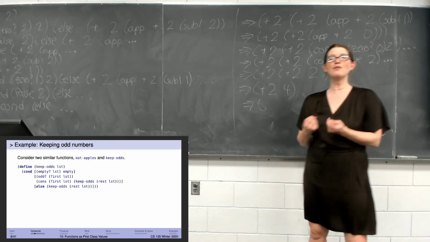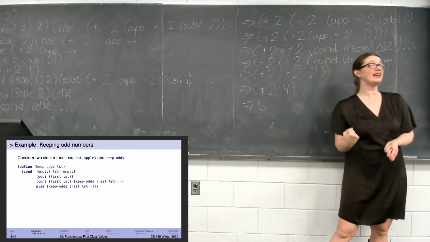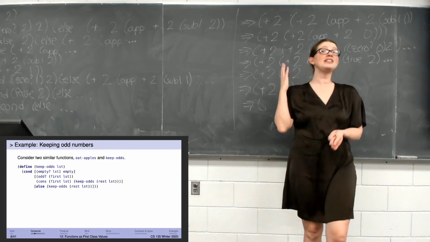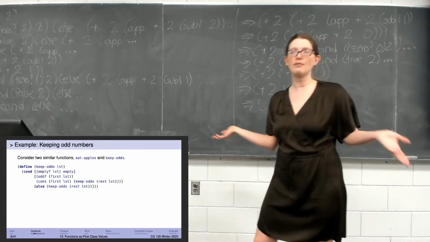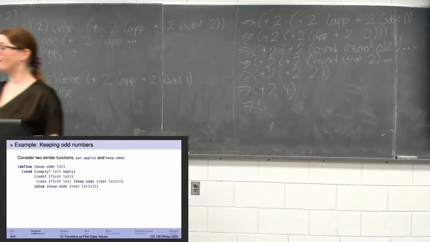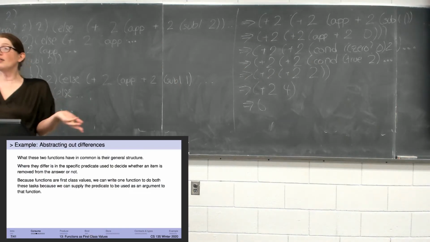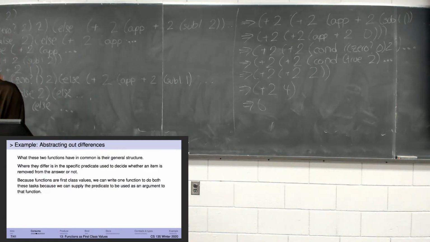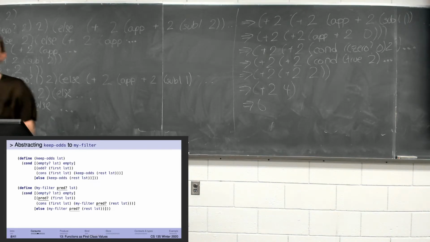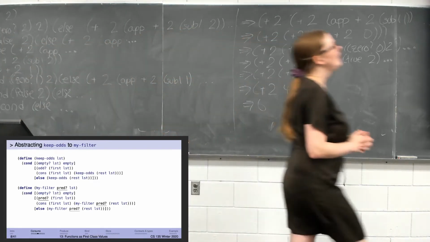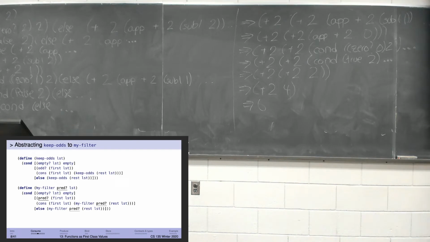I can make a function that consumes the predicate as an argument and then implements it once, and it will work for everything. And in fact, that function is called filter, and it's built into Racket, and you don't have to do anything because it's there. But here's our implementation of it. And of course, it looks just like keep odds and just like eat apples. It's going to say, if the list is empty, produce empty. Otherwise, if the predicate produces true, then keep the item. Otherwise, don't. Same thing.